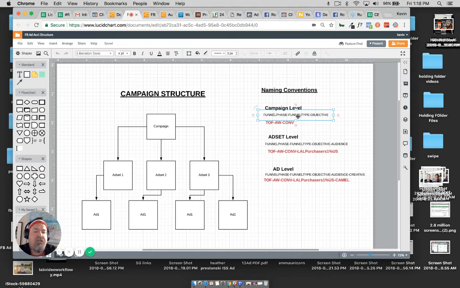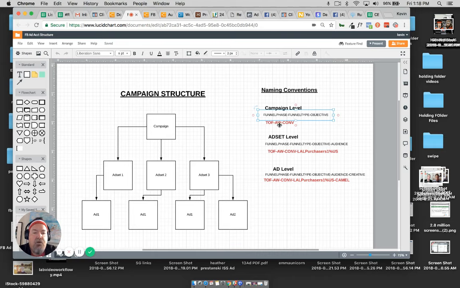Then what we do next is the funnel type. And this is just something that we do internally, but funnel type would mean AW here means auto webinar. It could be CS for case study. It could be ISS, one of the ads that we run called the Introvert Selling System, and other things like that. So the funnel type is the next thing.